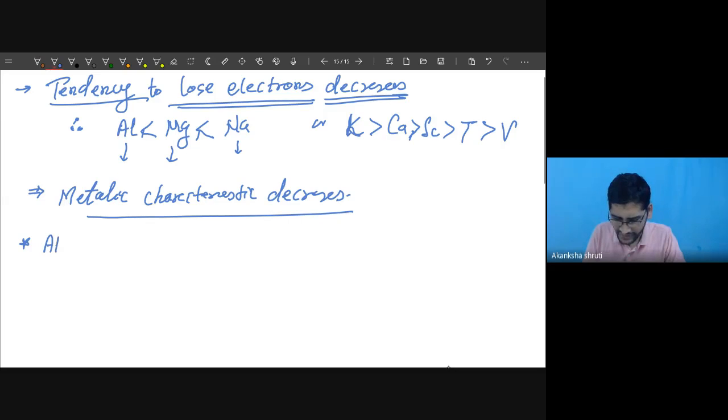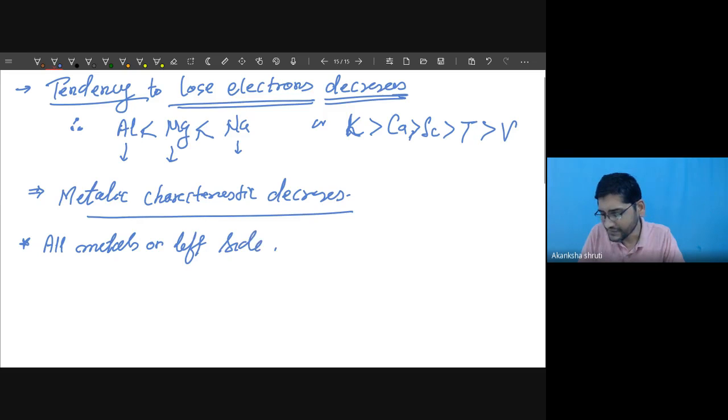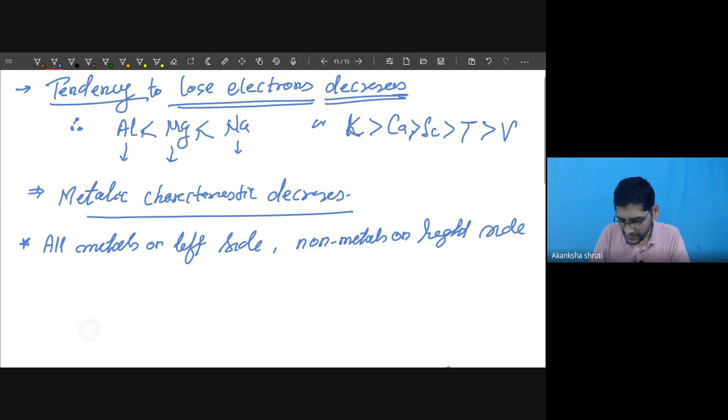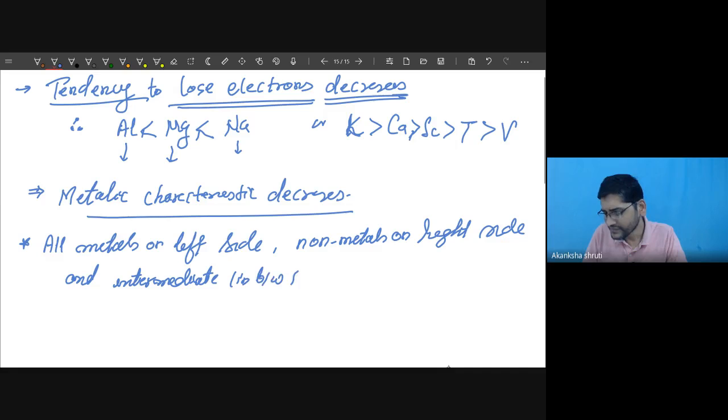Therefore, all metals on left side, non-metals on right side, and intermediate, which means in between them, is metalloids.